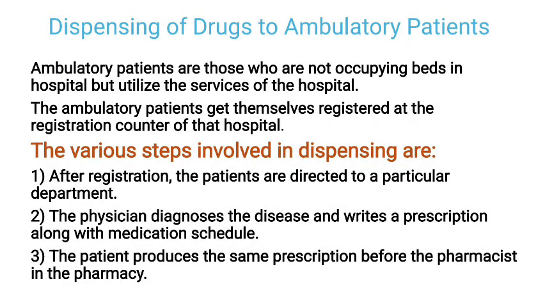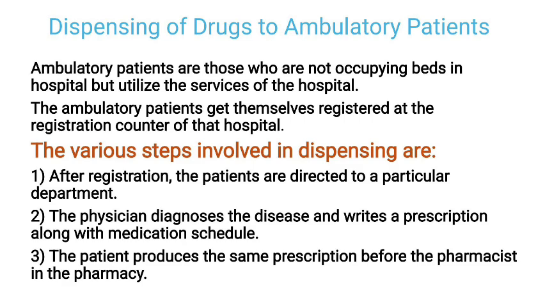Dispensing of drug to ambulatory patient. Ambulatory patients are those who do not occupy a bed in a hospital but utilize the services of the hospital. The ambulatory patients get themselves registered at the registration counter of that hospital. The various steps involved in the dispensing are: first, after registration, the patients are directed to a particular department. Second, the physician diagnoses the disease and writes a prescription along with the medication schedule.